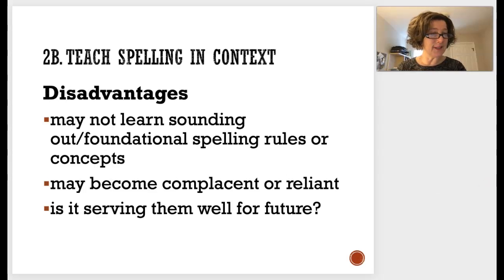So let's have a look at some disadvantages of teaching spelling in context. First of all, they may not learn sounding out or foundational spelling rules or concepts. So if you only teach in context, they may not ever connect, oh, that's a long E sound, and a long E sound, generally, this is the way that I spell long E sounds.